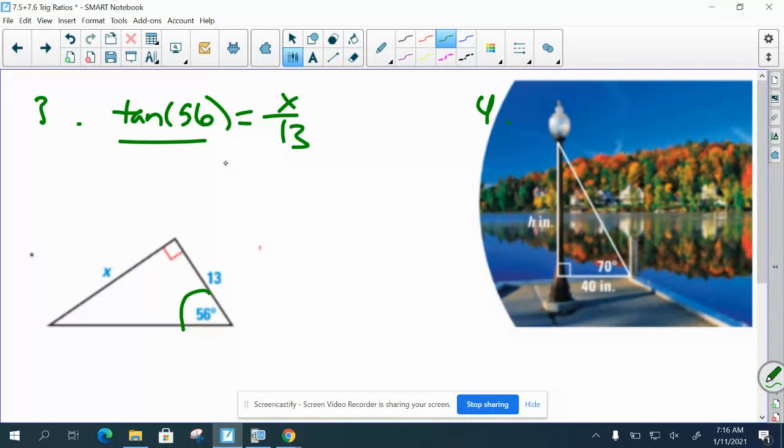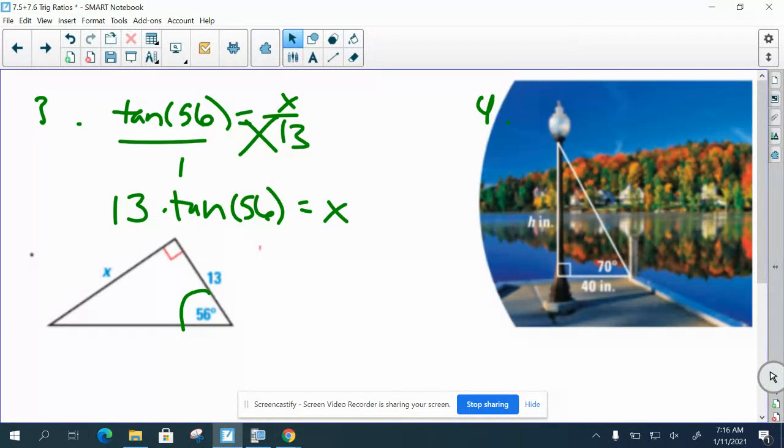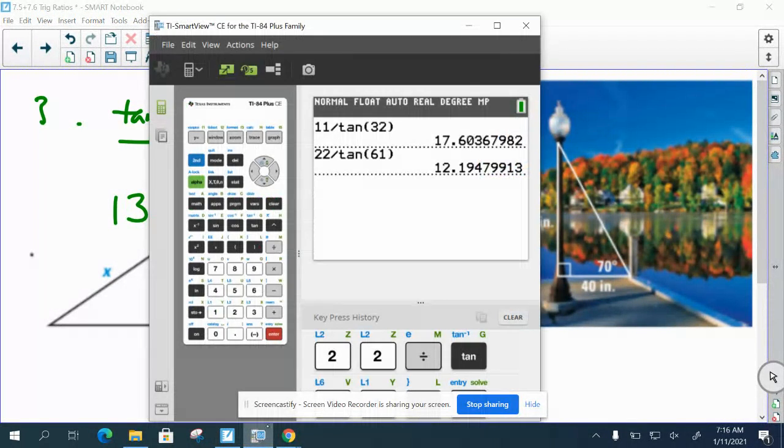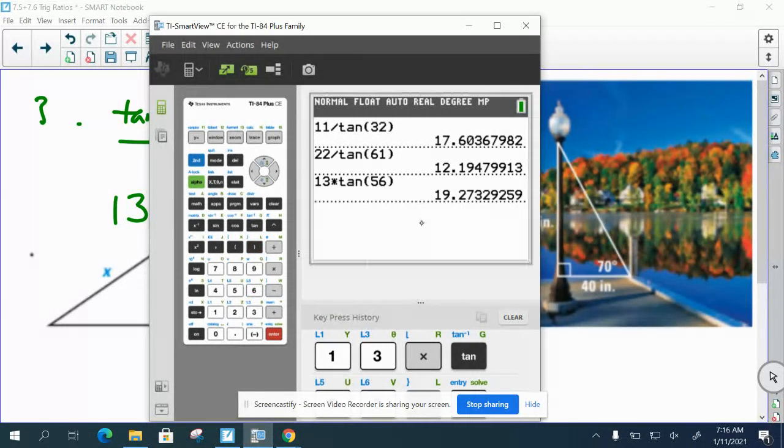Okay, so now when we cross multiply, we're still going to put this over 1. Cross multiply, we get 13 times the tangent of 56 equals x. So now here we don't have to divide by the tangent anymore, we just have to multiply it by 13. So if your opposite side is missing, then you just have to do one step. If your adjacent side is missing, then you'll have to do 2 steps for the tangent. So 13 times tangent of 56 equals 19.27.